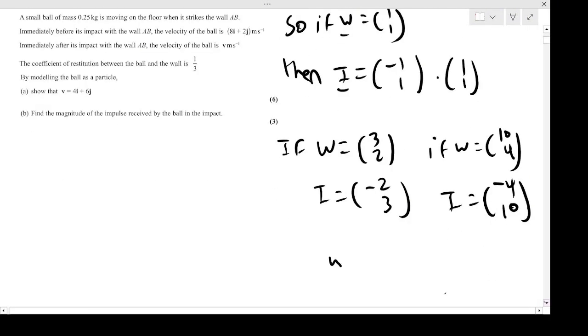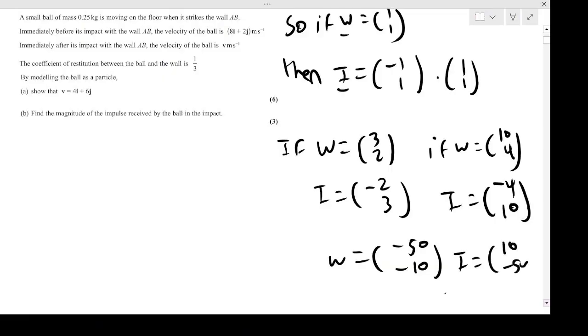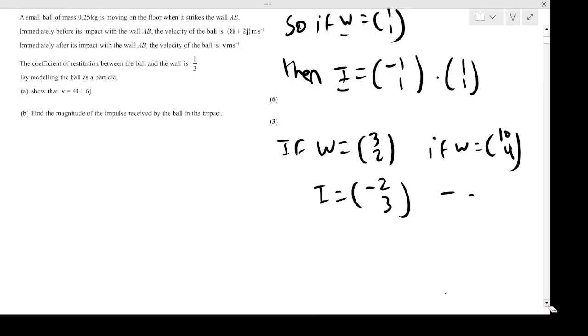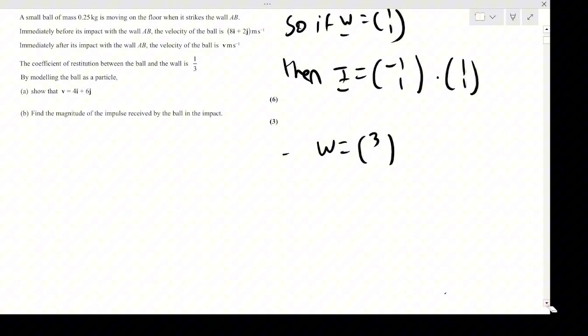If W was, let's say, -50 and -10, then the impulse vector we could take is going to be 10 and -50, right? If you flip it, -10, -50, then we get rid of one of the negatives. So hopefully you get the gist of that, right? So if we have one of the vectors, then we can flip it and then negate one of them to get the other one, and they should be perpendicular, okay? And so there we are. Okay, so hopefully happy with that.